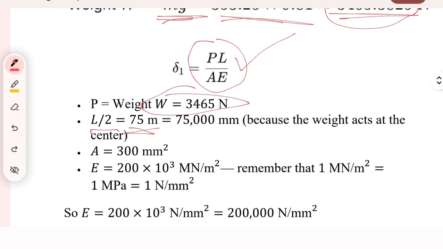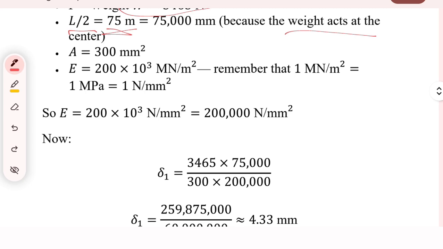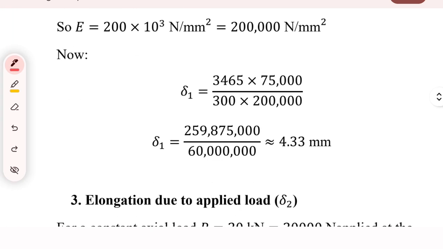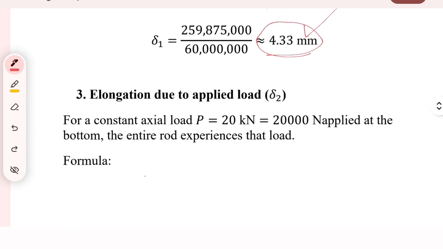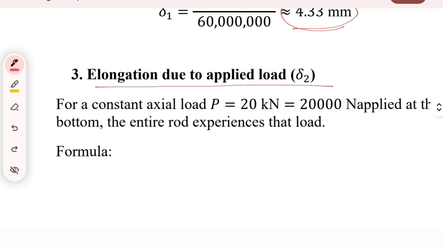And that weight will have a length of 75 only. It doesn't affect the whole length of the bar because the weight is acting at the center of the rod. 75, see, because it acts at the center. So we have P, we have L, we have the cross-sectional area, we have E. We substitute everything into the formula and we get the elongation due to the weight of the rod. That's it. We still have to compute the elongation due to the applied load.